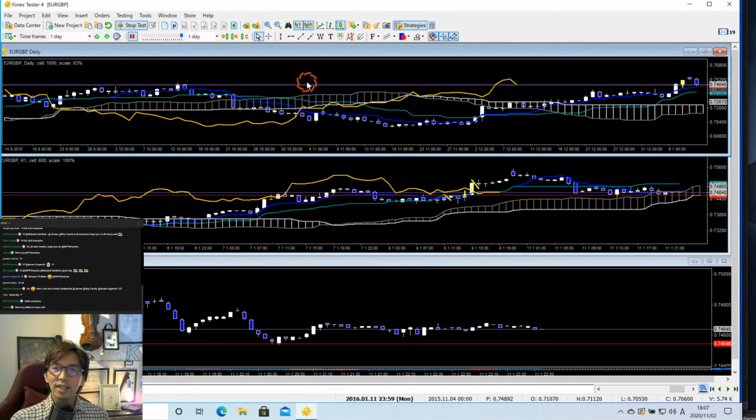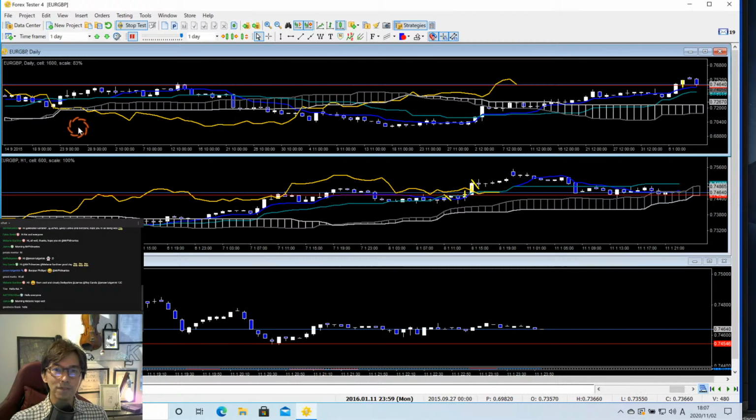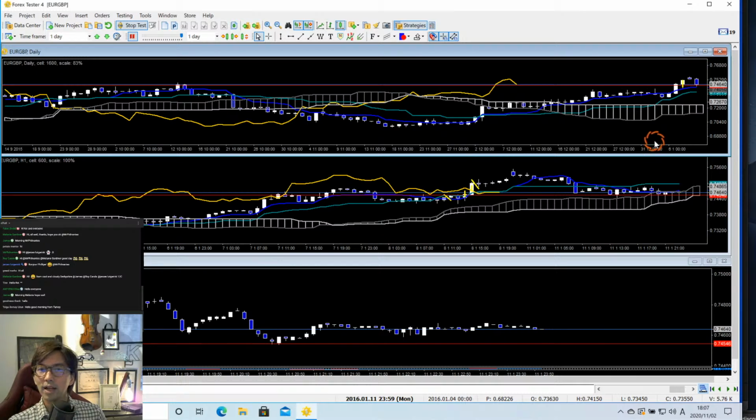So here is the daily chart. And once again, this is the Forex Tester 4. So this is not the real-time market. This is the market back in 2015, in June, I think. Oh yeah, so this is already becoming like January 2016, and this is the Euro GBP pair.